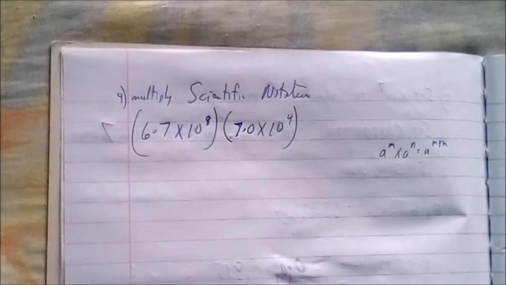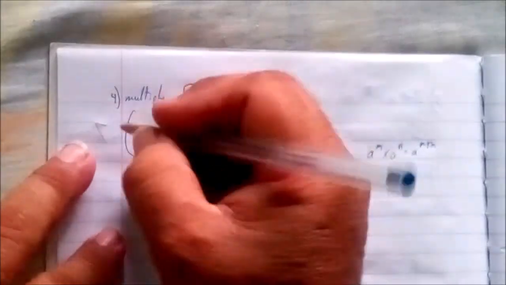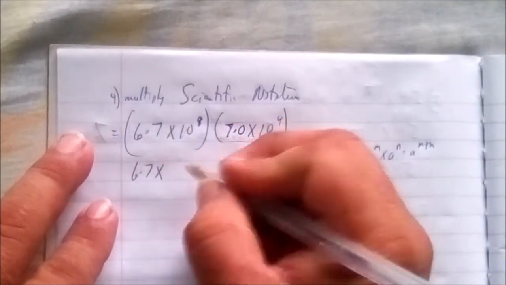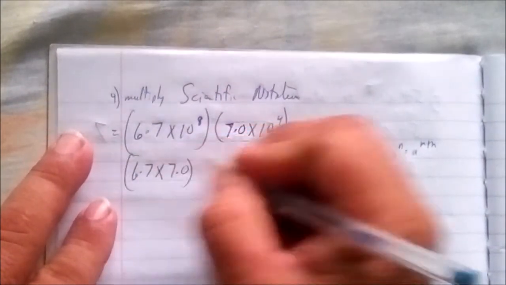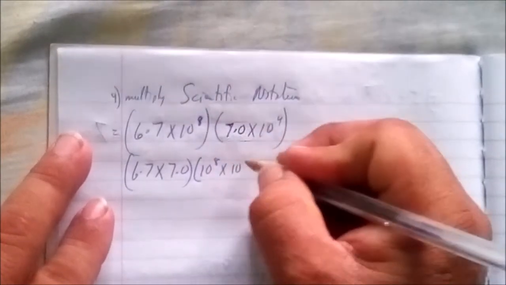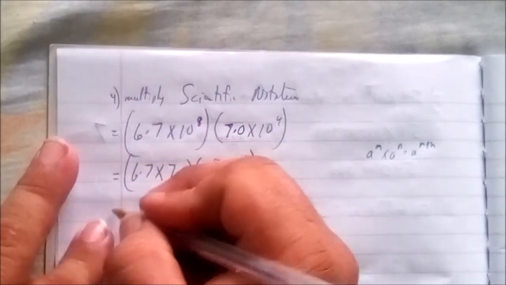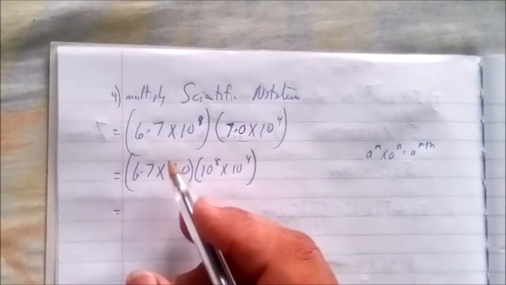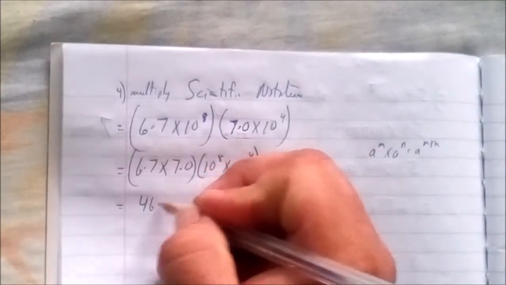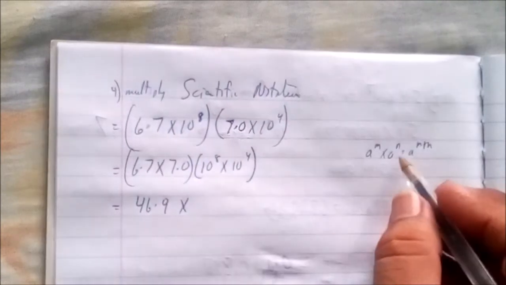We will do that. But we need to play around with this problem. So let's take now 6.7 times 7.0. Numbers with numbers, times, bracket means times, 10 to the 8th times 10 to the 4th. Okay, so if you notice, we are grouping them. 6.7 times 7.0 is actually 46.9 times. Well, we know the rules of indices says you will add the powers.